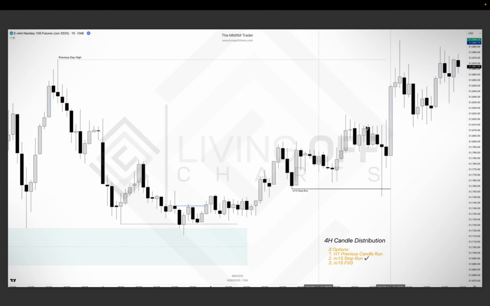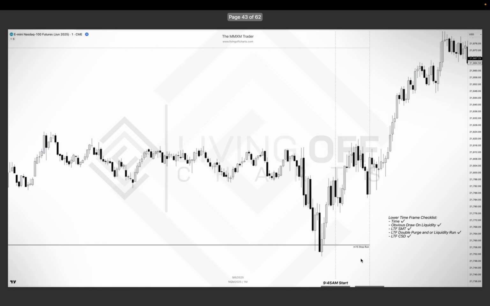Yes, we see the market run the 15-minute stops. We also see this be extremely high probability because there's a double purge. Now you don't need this, but it increases probabilities. But this is what we're looking at here. All we need is that 15-minute stop run to set the stage for smart money to accumulate longs below retail support. So the market goes below here. We have this inside a 4-hour candle that's meant to be distribution. And then we see the market run higher.